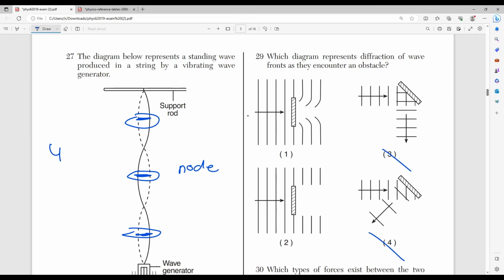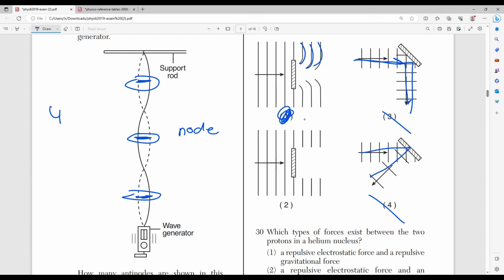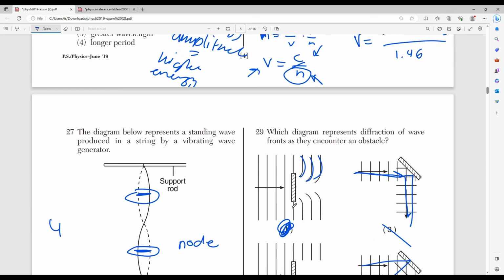Number 29 says, which represents diffraction of wave fronts as they encounter an obstacle. 3 and 4 are wrong because this is kind of reflection, right? They're reflecting off of it. They're bouncing off of it. Same thing with this one. If we're talking about diffraction, that means the waves curve around something, right? If they curve around the obstruction, that's going to be choice number 1. Really, these aren't curving, so that's not diffraction. This is curving because it's diffraction.